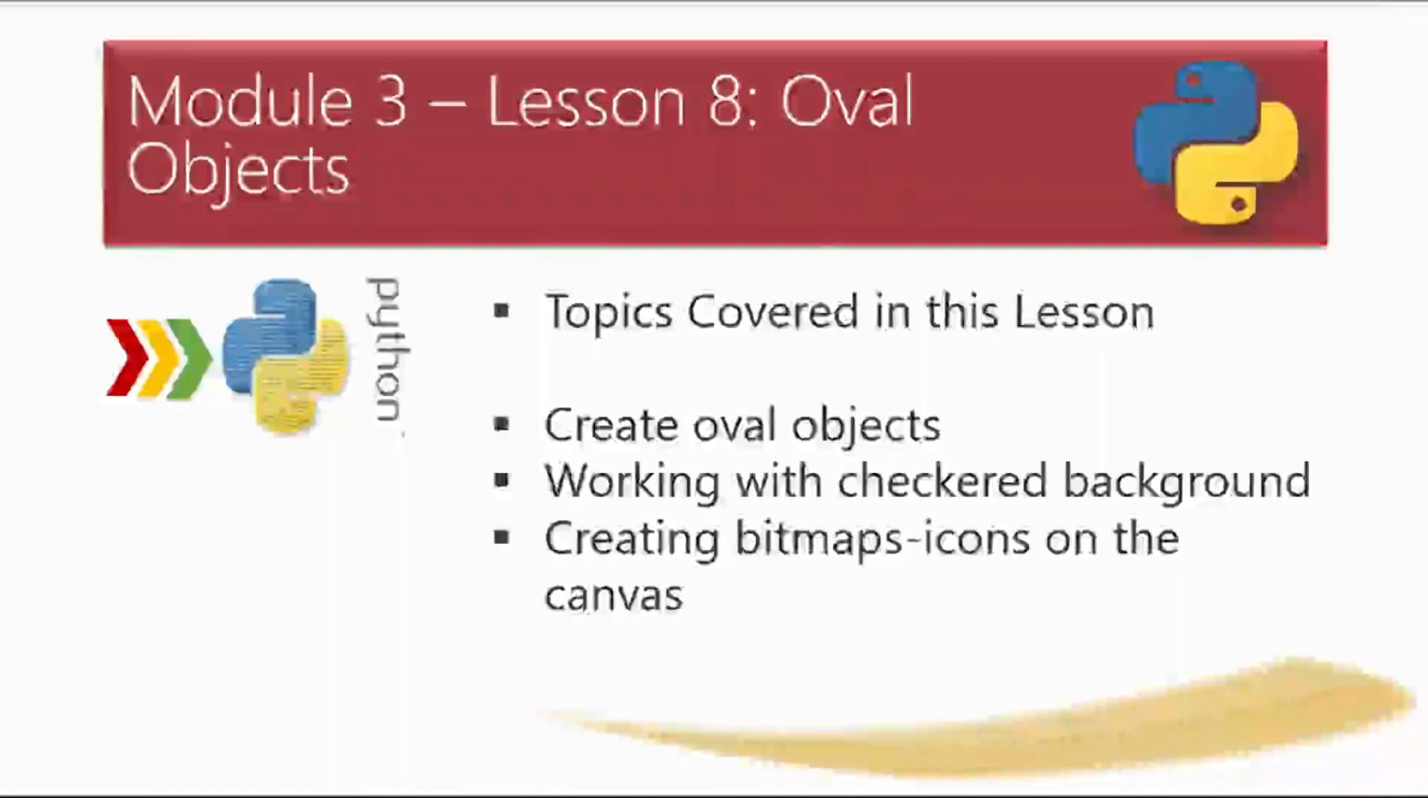So in this lesson, I'm going to move forward and demonstrate how to use objects, in fact, create shapes using Python. So for instance, we'll begin by creating some oval objects, and I'll also demonstrate using the checkered background, for instance, and how to use and create bitmaps or little icons that you can also use to embed on the form. So first, let's begin.